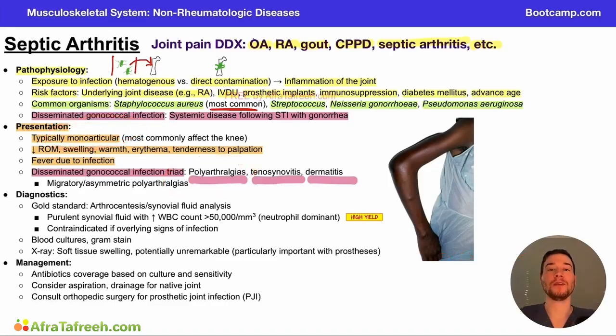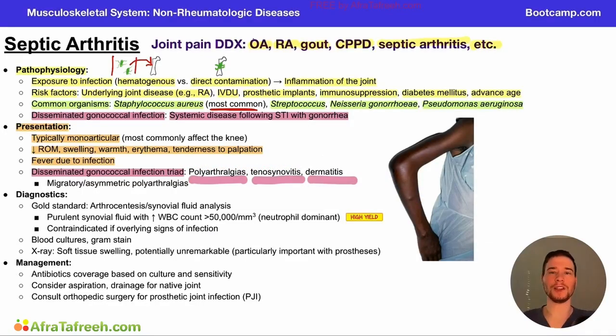Tenosynovitis is referring to inflammation of the synovial sheath, which actually surrounds the tendon itself. And this can actually present in some of the smaller joints, right? The hands, the fingers, the toes, the wrists even. And finally, dermatitis is, of course, inflammation or changes to the skin. So these patients can actually present with pustules or maculopapular lesions in addition to their septic arthritis presentation.